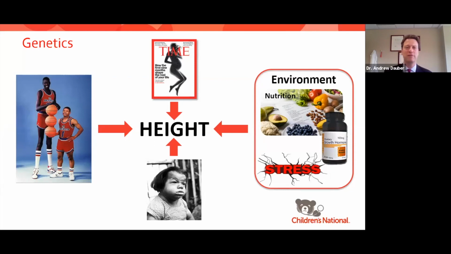So pictured here on the left is a picture of Muggsy Bogues and Manute Bol, who at the time were the tallest and shortest players in the NBA. And what we know is that within an individual population, approximately 80 to 90% of the variability in height is due to genetic factors.